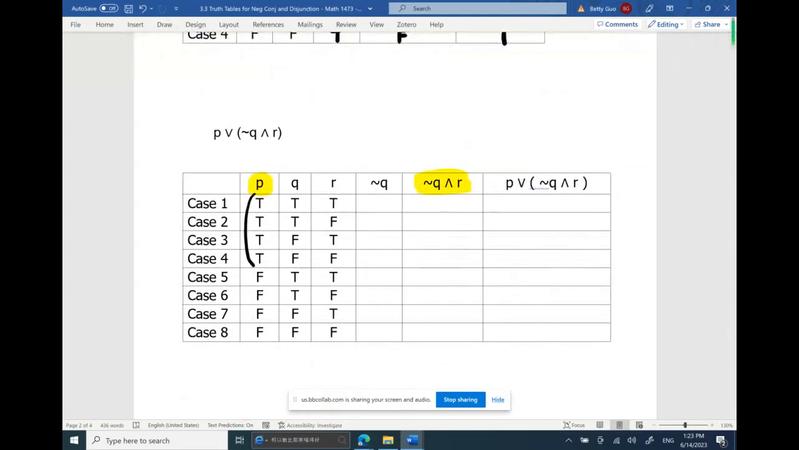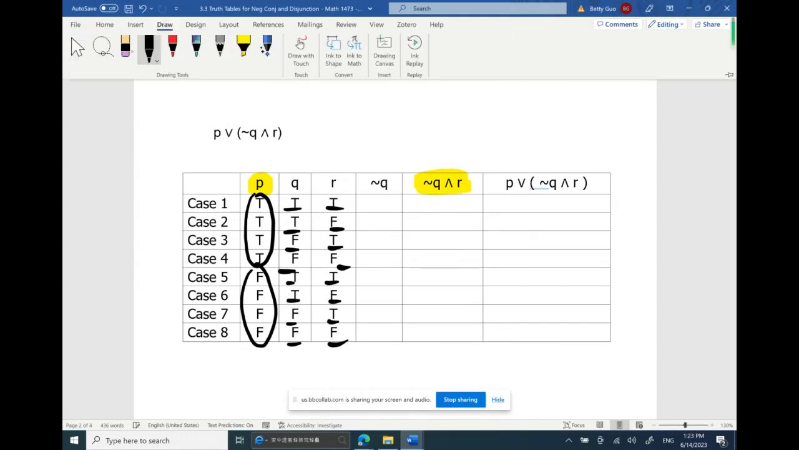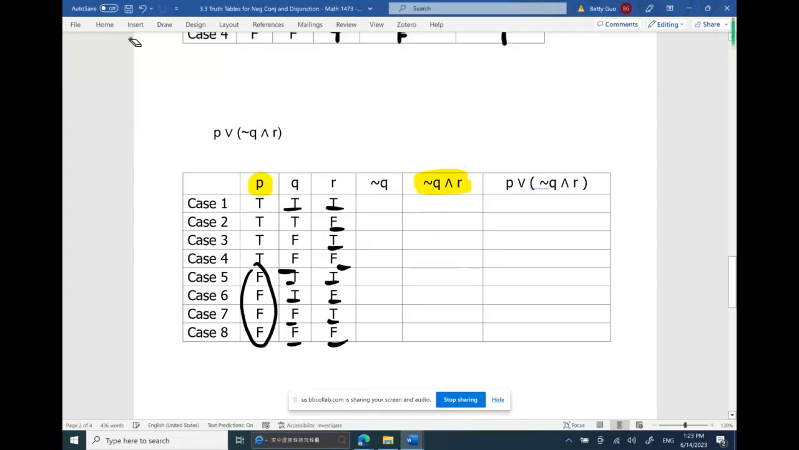The first 4 cases, P is true. The last 4 cases, P is false. Suppose P is true. For Q and R, we have 4 cases: T, T, T, F, F, T, F, F. When P is false, Q and R also have 4 cases: T, T, T, F, F, T, F, F. That's how we write the 8 cases in this order. It's good to follow the same order. And that's the basic structure of this truth table.